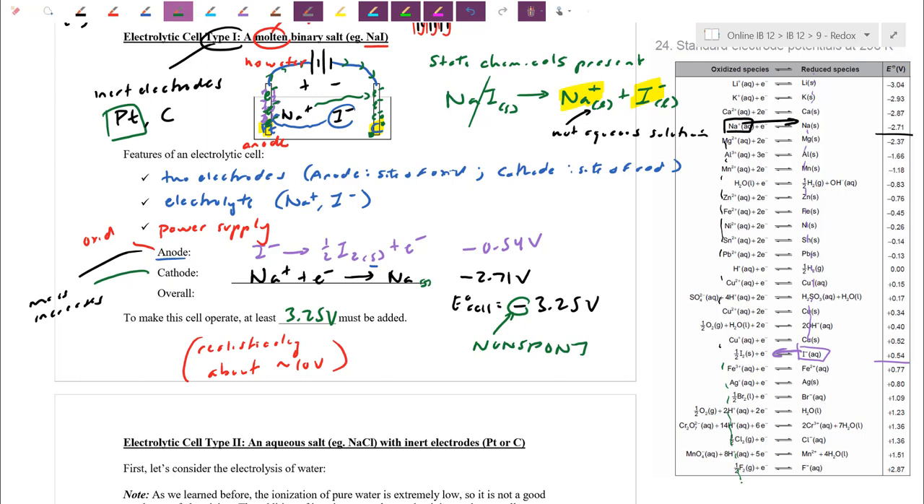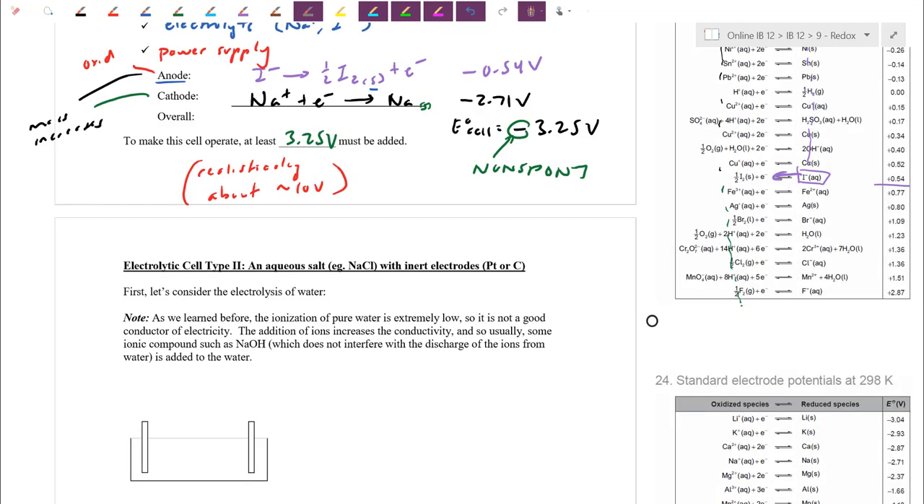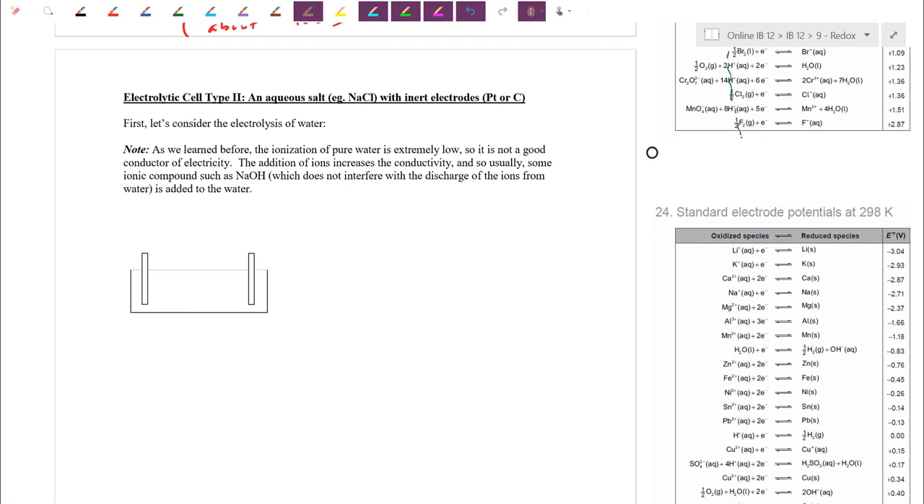Basically, why would I do this? Maybe I have a carbon solid and I want to plate it with sodium. It doesn't naturally happen. Sodium doesn't want to do this, but by providing this voltage, I can actually get that to happen. So we're going to steadily make it harder here. We're going to look at a type 2 cell. All we're going to do is we're going to steadily make more and more things allowed to react.